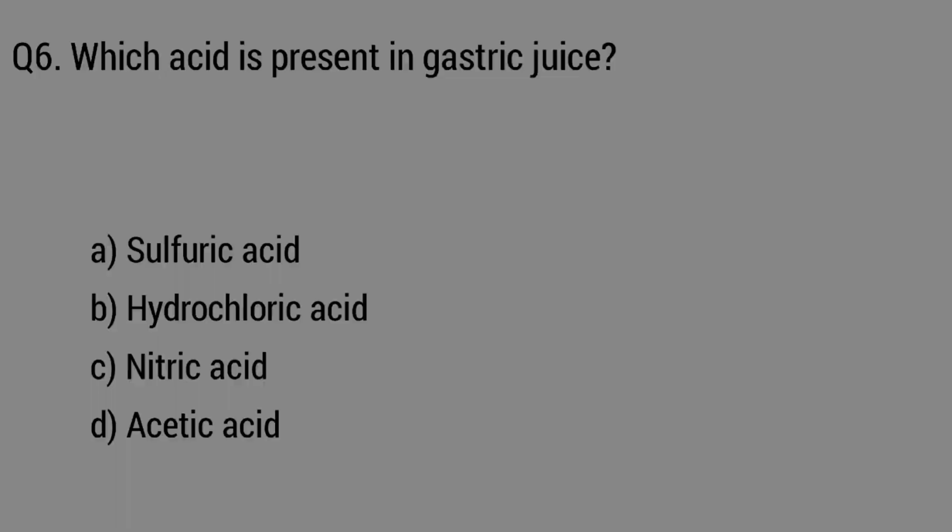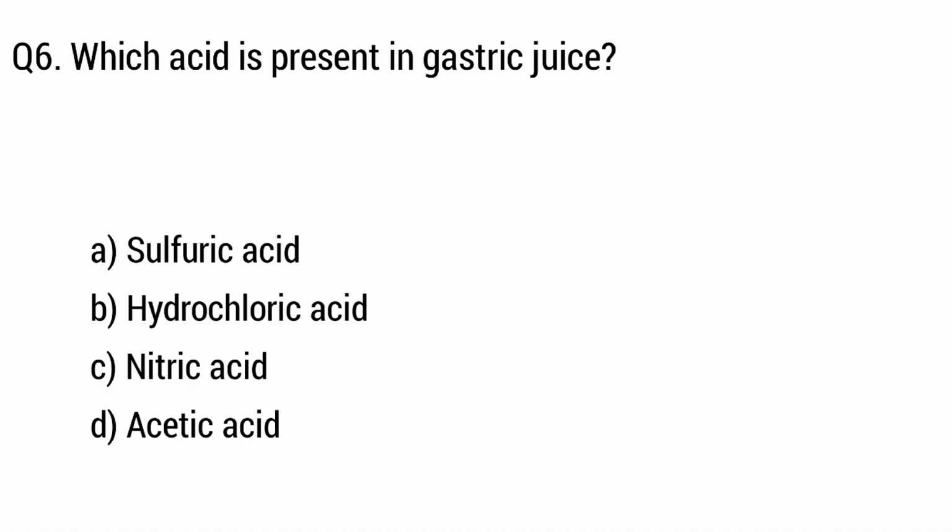Question 6. Which acid is present in gastric juice? Option A. Sulfuric acid, B. Hydrochloric acid, C. Nitric acid, D. Acetic acid. But the right answer is option B.